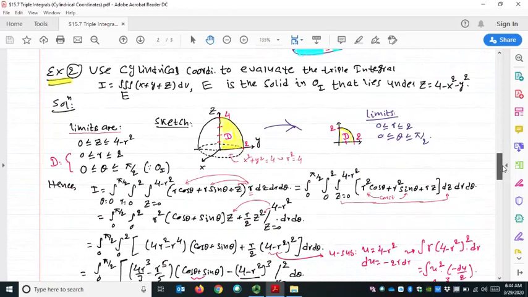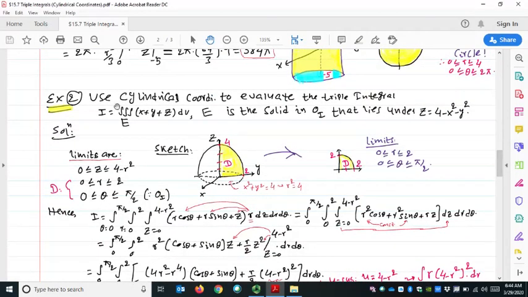Example 2. Use cylindrical coordinates to evaluate the triple integrals. The triple integral is given as I equals the triple integral of x plus y plus z over E times dV, where E is the solid in the first octant that lies under the paraboloid z equals 4 minus x square minus y square.